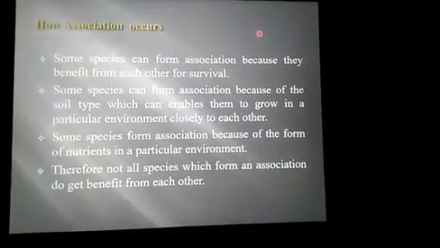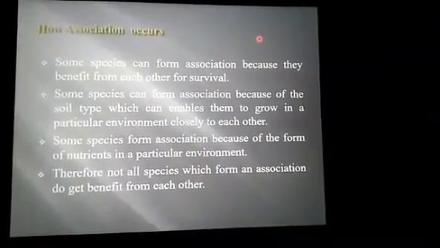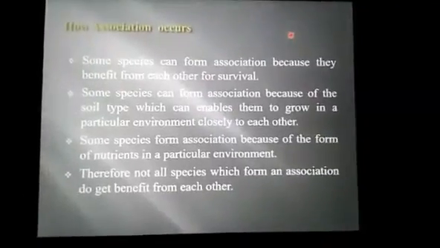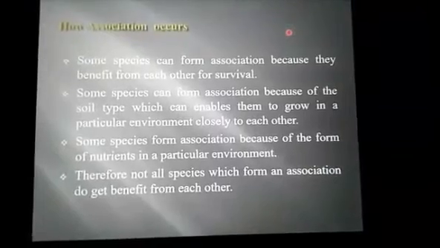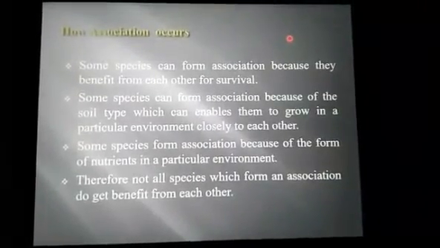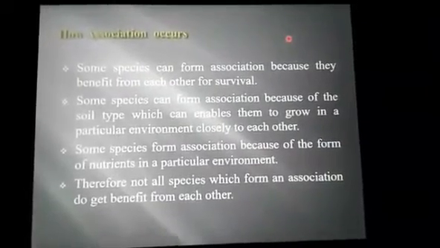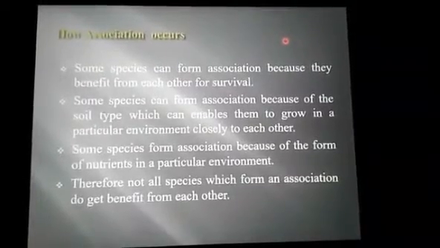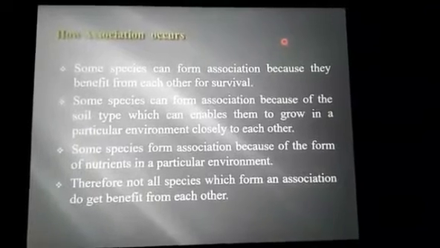Therefore, not all species which form associations do get benefits from each other. Some just form associations because of the soil types, because of the same kind of preferences of nutrients, maybe some because of the slope, the south and north facing slopes, preferring more sunlight or more shade, but they normally would not benefit from each other.